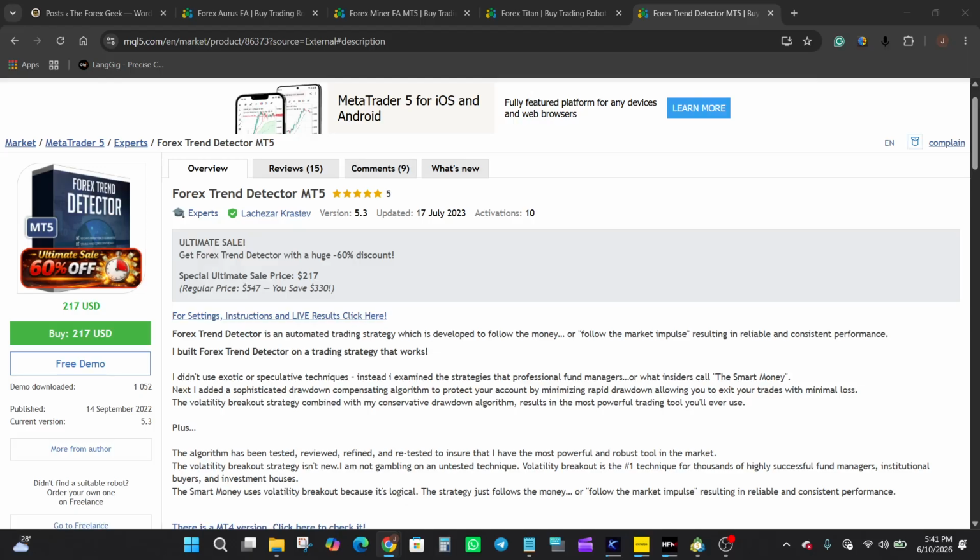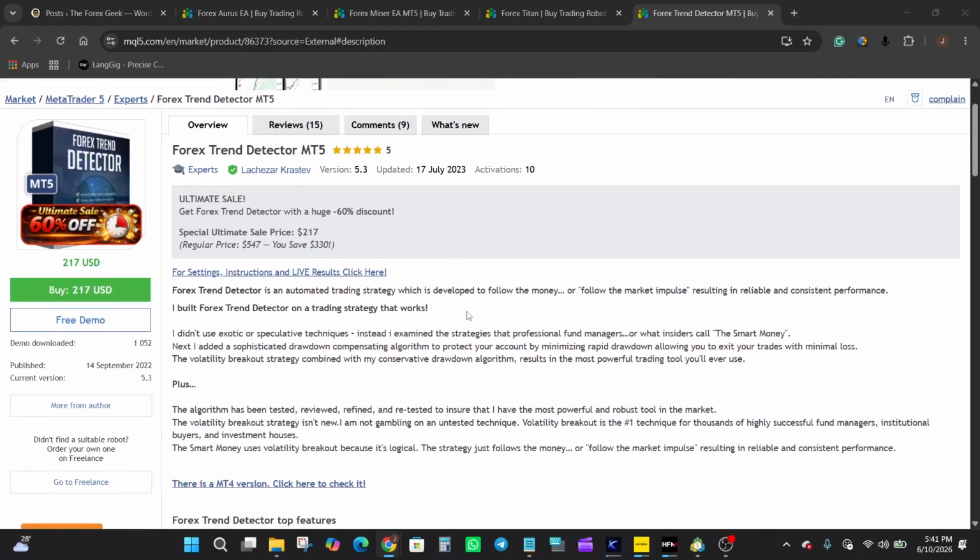Alright, so right here I am on the MQL5 Marketplace page for the Forex Trend Detector Expert Advisor. I can see it is developed by Lacheza Krastev. Current version is 5.3, last updated on 17th July 2023, and it is priced at 217 US dollars with a discounted offer from the regular price of 547 US dollars based on what is written here.